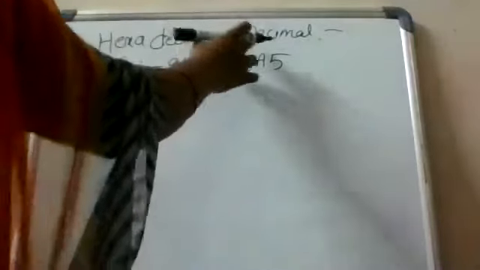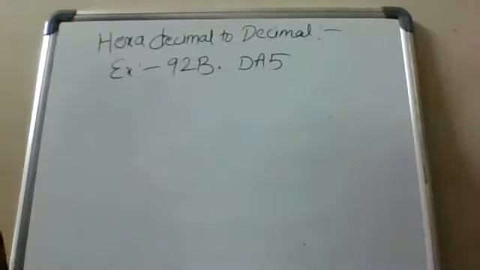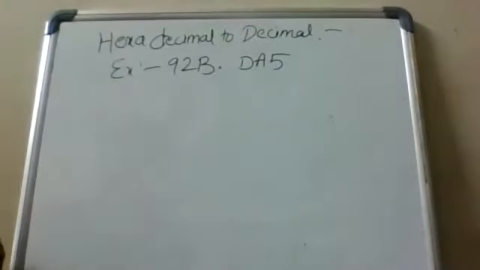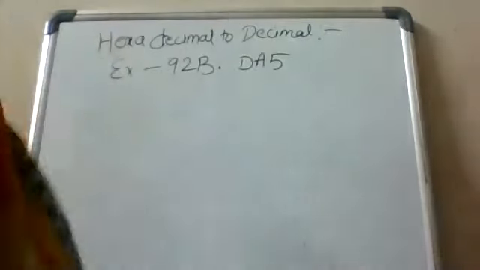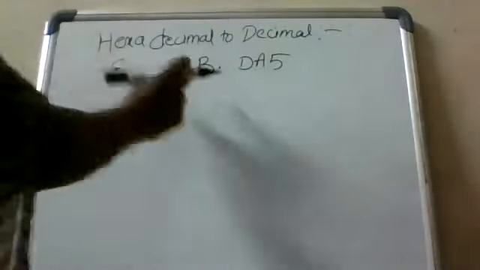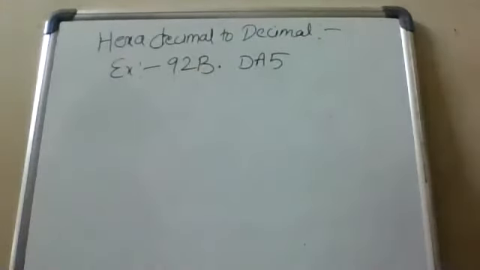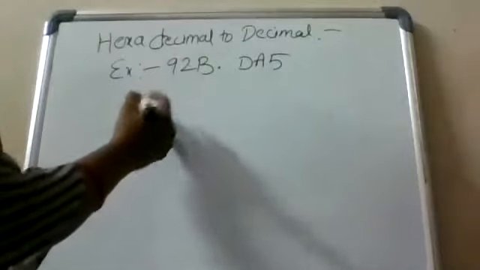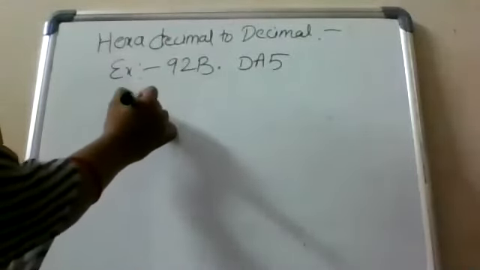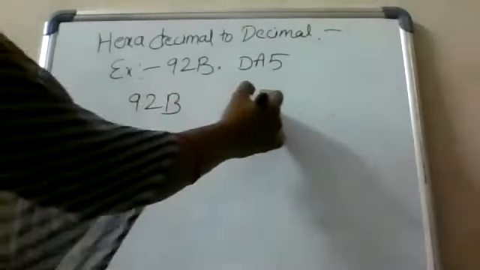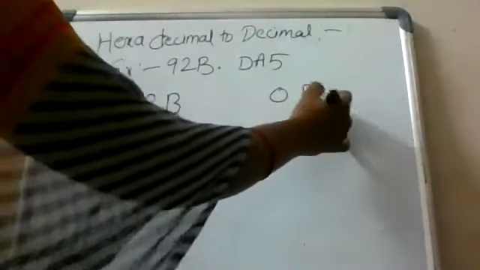This is the answer in decimal to hexadecimal conversion. So in hexadecimal to decimal conversion, first I am taking this part, 92B, and 0.DA5.